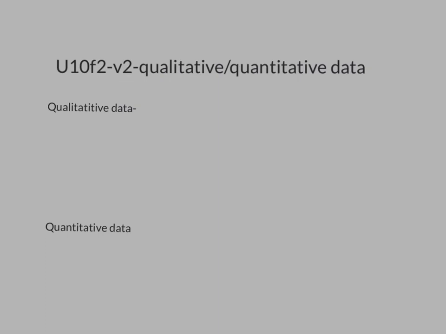Okay, this is Unit 10, Formative 2, Video 2, Qualitative versus Quantitative Data. Okay, so we have two types of data that we're going to deal with. The easiest one is the quantitative data. Okay, quantitative data, think quantity. So quantity is a number. Our quantitative data are always numbers, but it's not every number. So it's a number that can be measured.